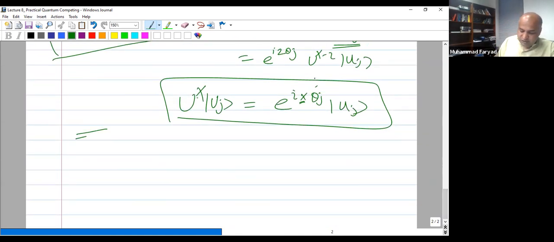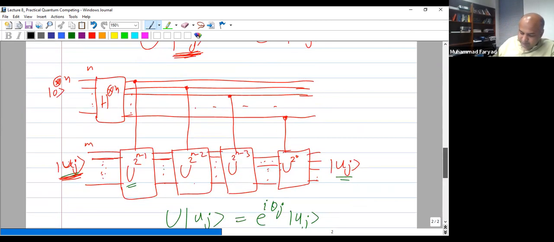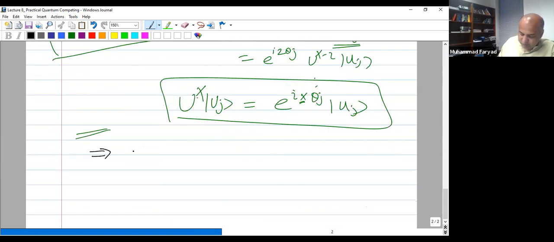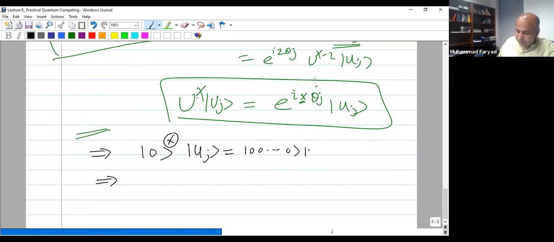All right, so let's now see how the total circuit works as a whole. So at the starting point, we have a state like this. We have this state zero, and we have this state u j. And by the way, I can write this like this as well, 0, 0. Or some people would just write it 0, u j. And this 0 means that this is an n qubit 0.